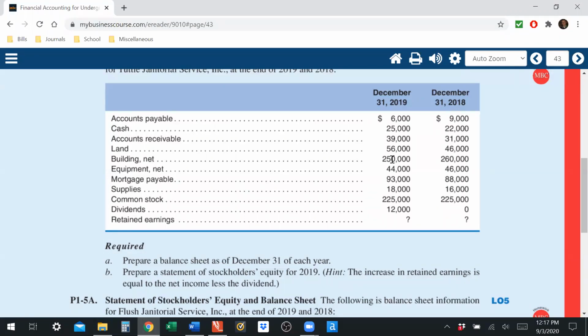So you essentially have two columns, one for each year. One will have the balances in the asset, liabilities, and owner's equity accounts in one year. And then the next column will have the balances in the same accounts the previous year. So you try to do the most current year first. That's the first step we need to do.